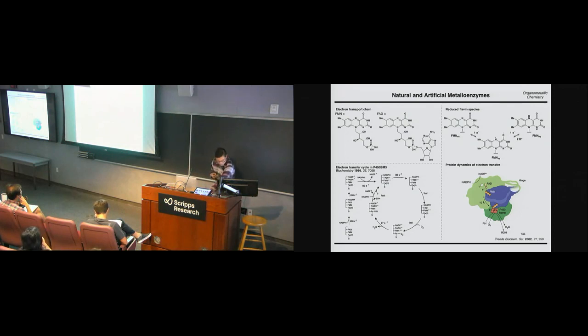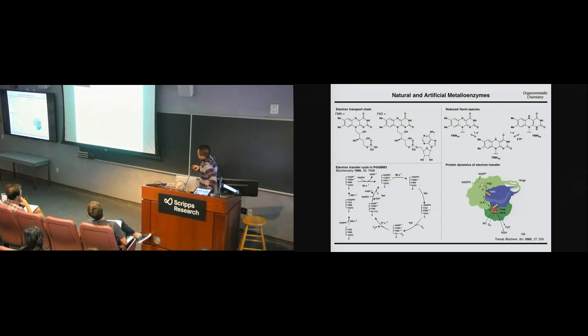And just to highlight how the electron transfer cycle would happen, I thought I would illustrate this point by using P450BM3, which is probably the most well-studied enzyme within this superfamily. And this was based on a study that was performed in this Biochemistry paper in 1996.